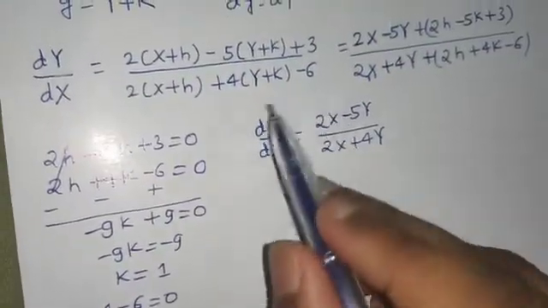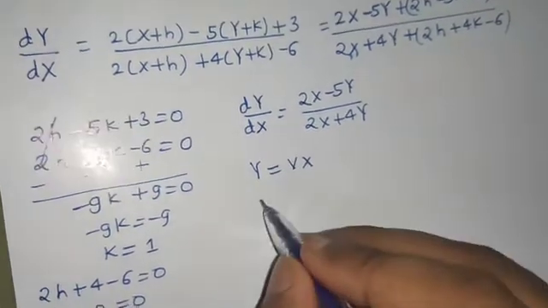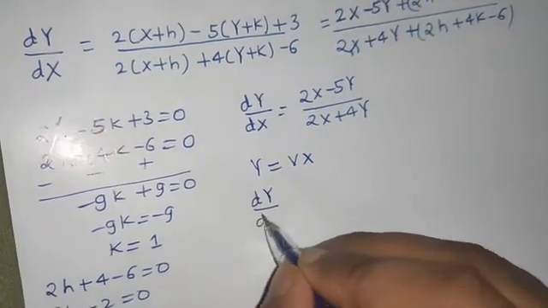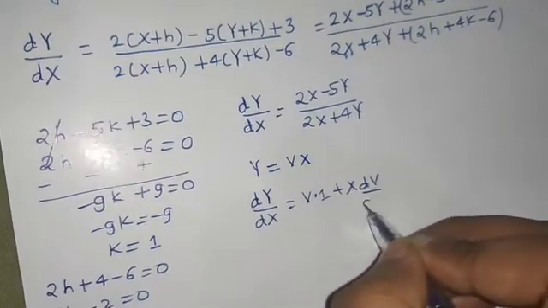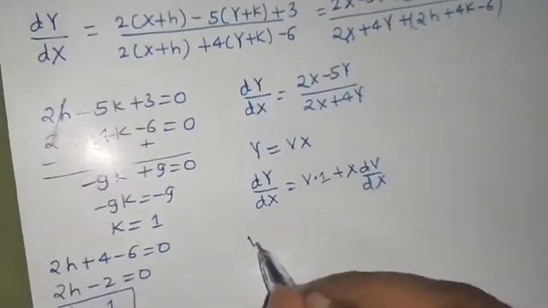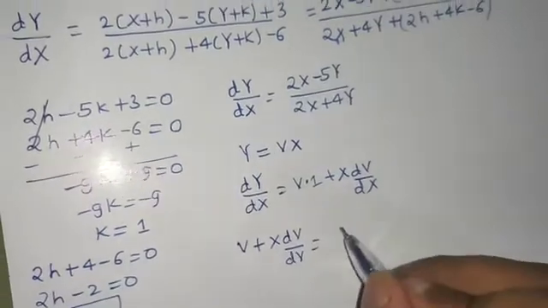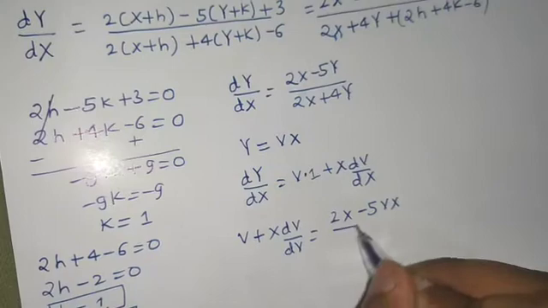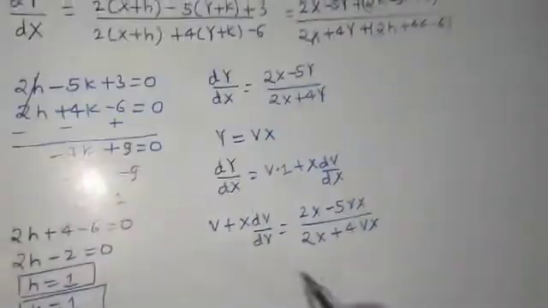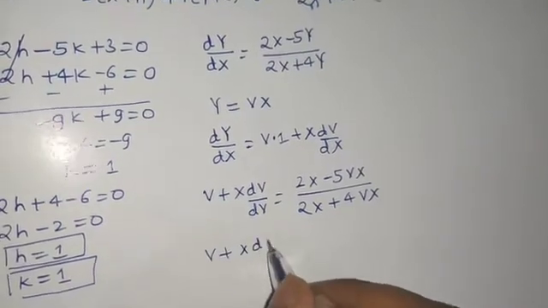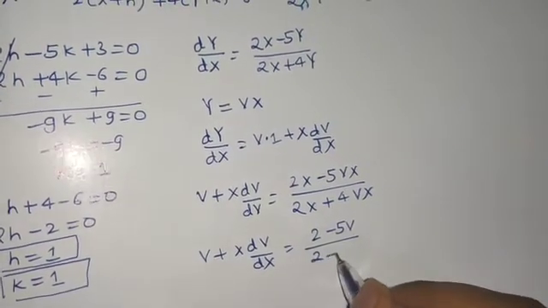Now if you look at this clearly, this is homogeneous. We know how to solve homogeneous. We take Y as vX. Now if you differentiate both sides with respect to capital X, you will get dY by dX equals, by the product rule, v as it is, derivative of X is 1, plus X as it is, derivative of v is dv by dX. Now replace the left side by v plus X dv by dX, and in the RHS replace Y by vX, so 2X minus 5vX divided by 2X plus 4vX. Now X will get cancelled from numerator and denominator. You will get v plus X dv by dX equals 2 minus 5v divided by 2 plus 4v.